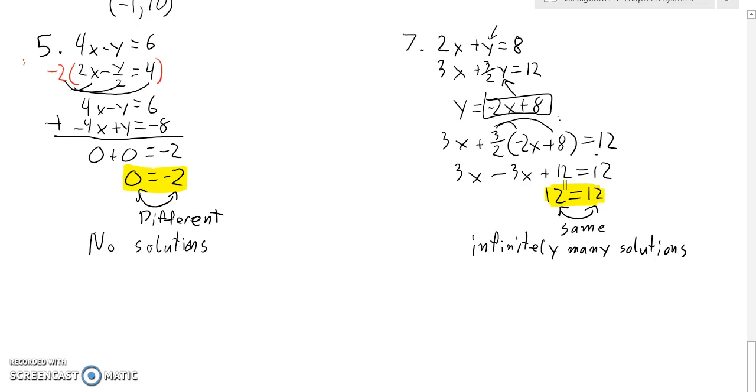solutions, the same line. Those are your two special cases.